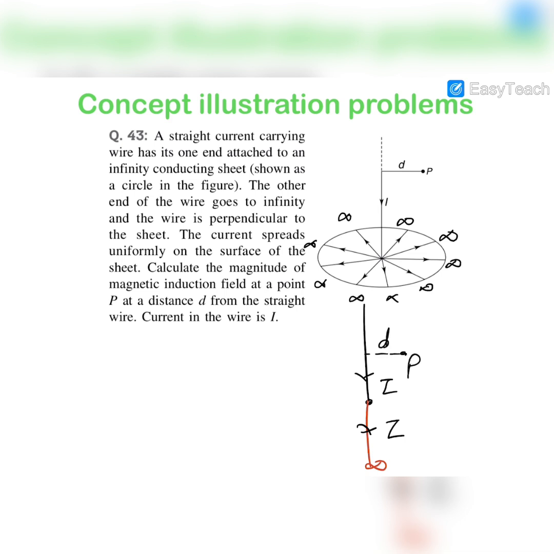And due to this infinitely long wire, the magnetic field at point P will be mu naught I by 2 pi d. This we have already discussed in the previous sections. Okay, so now we move on to the next question.